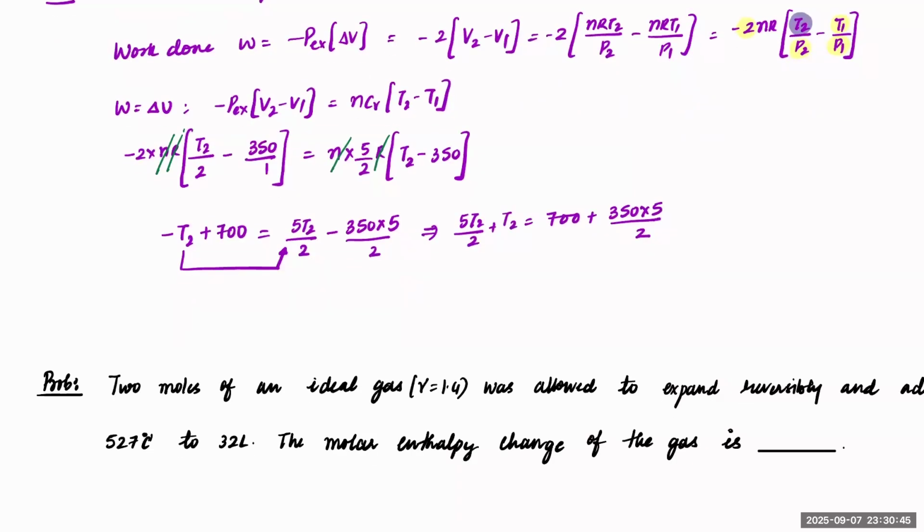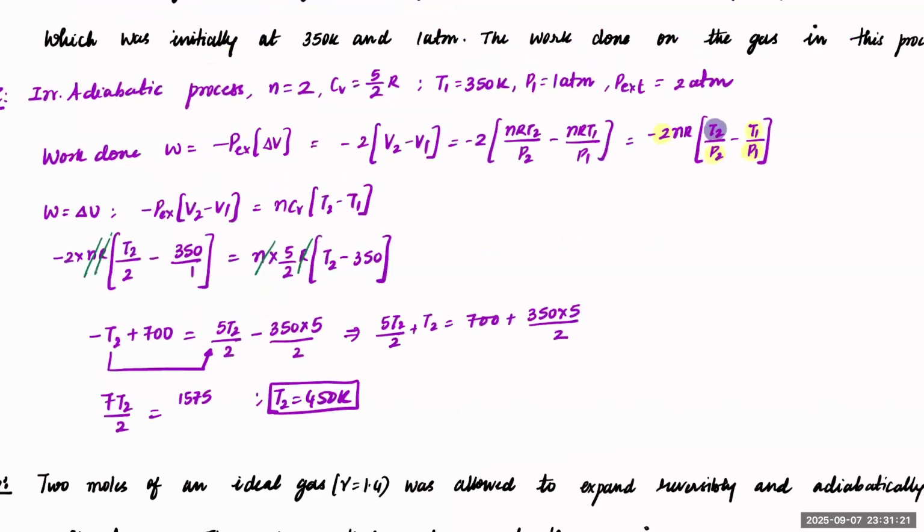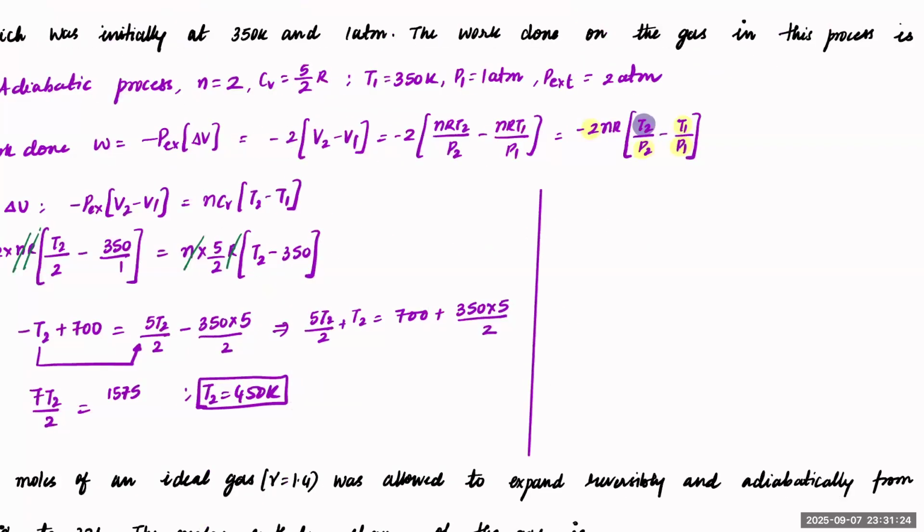So what we are getting is 7T2 by 2 equal to, let me calculate, 350 times 5 divided by 2, which is 875, plus 700, which is 1575. That multiplied by 2 divided by 7 gives 450. So temperature T2 comes out to be 450 kelvins. Correct. We got the temperature, so we can simply substitute it back and calculate the work done.